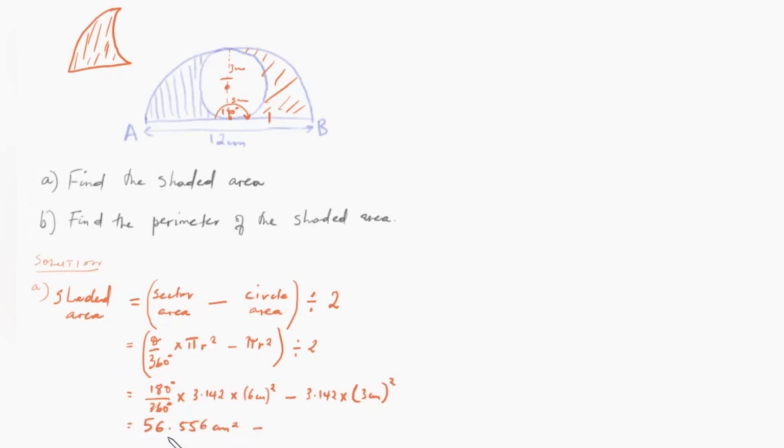Then we are still going to subtract this one. 3 squared is 9, so we have 3.142 times 9. That is 28.278.